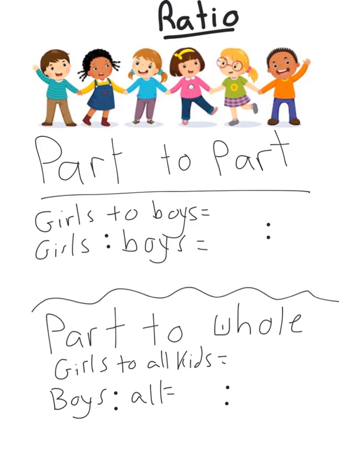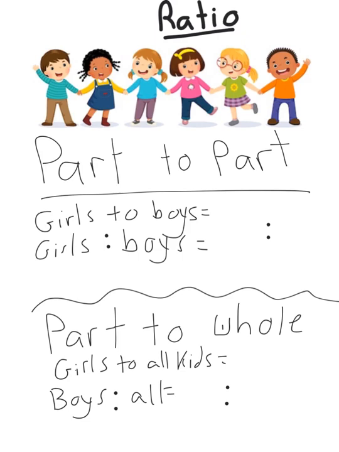So ratio is kind of comparing the numbers of different things. There's two different ways we can do a ratio. We can do a part to part or a part to whole. So what that means is, let's start with part to part. Compare the number of girls, for example, is one part of what we're looking at, and boys is another part.